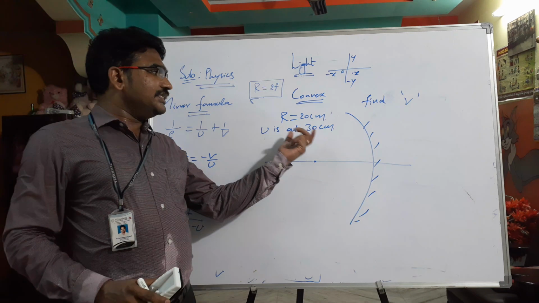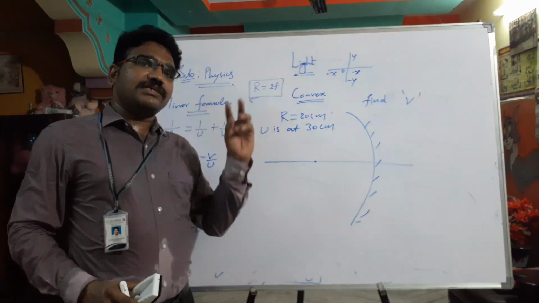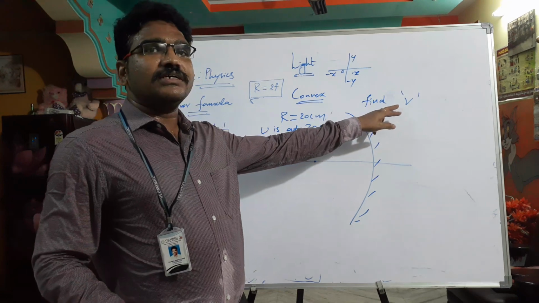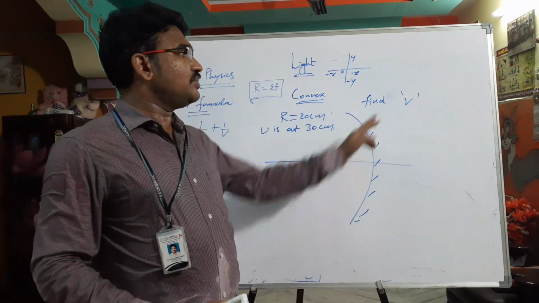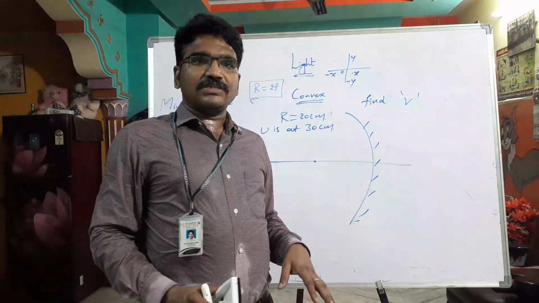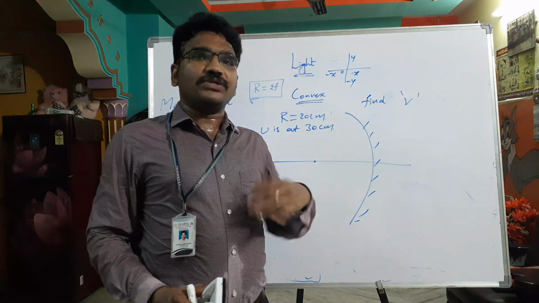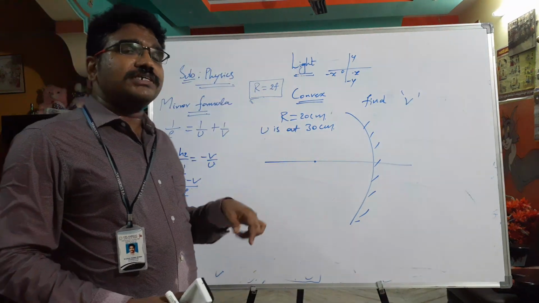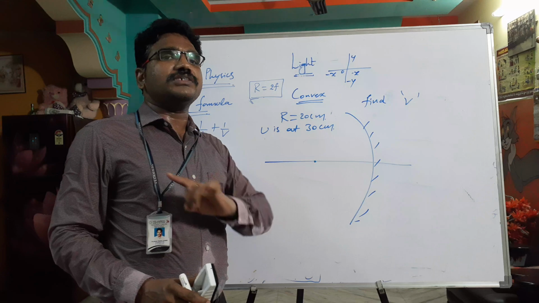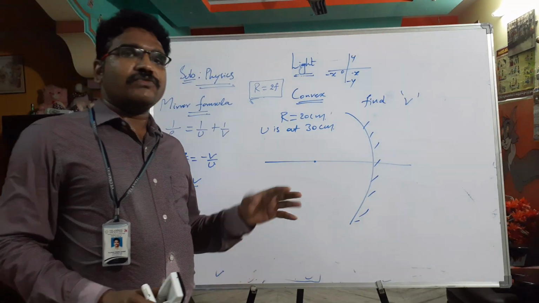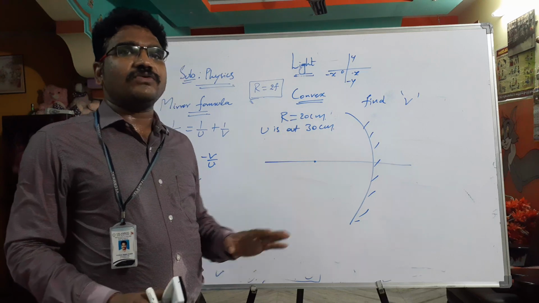You know some quantities. For those you apply the sign convention. For the unknown quantity, you don't apply the sign convention. We should not directly say v will be negative, because we don't know whether v is positive or negative. But we know the other quantities. For known quantities, you apply the sign convention. For unknown quantities, don't apply it. This is the fundamental point.